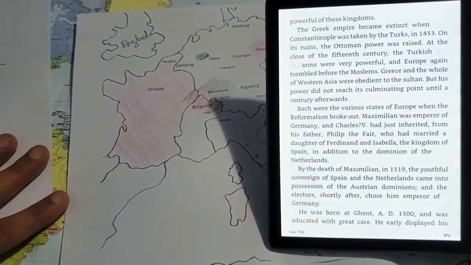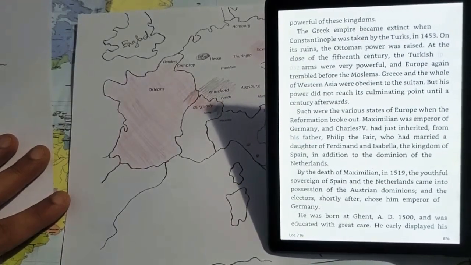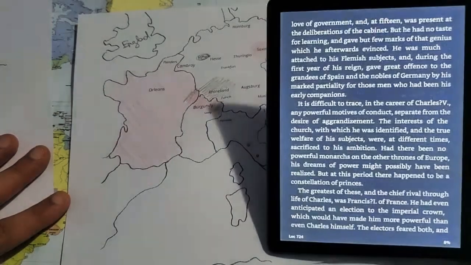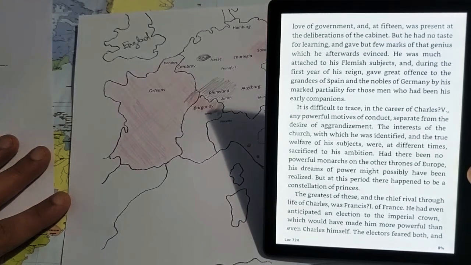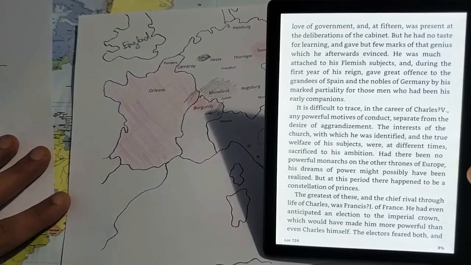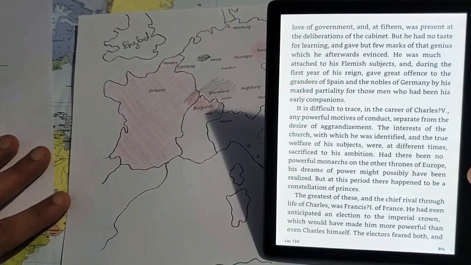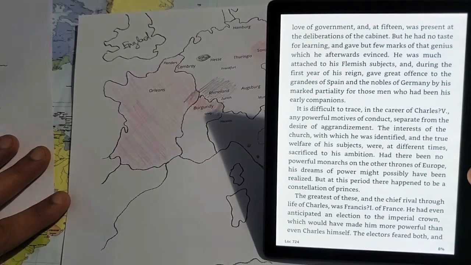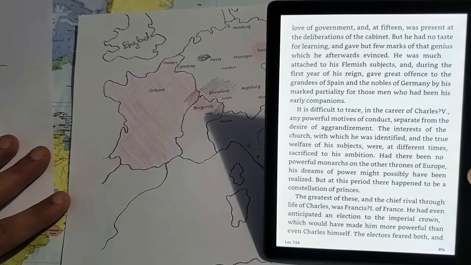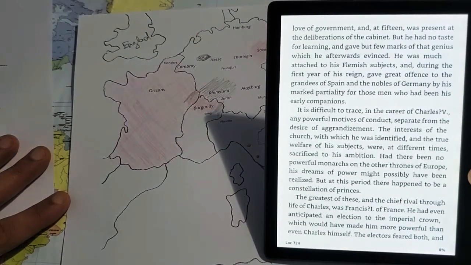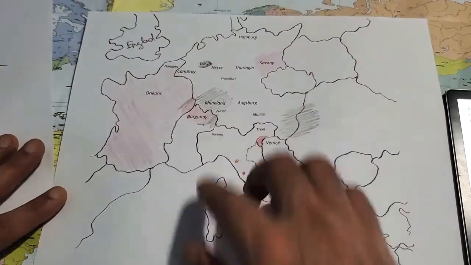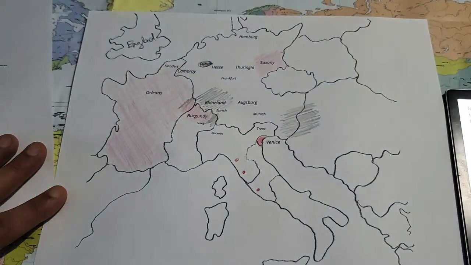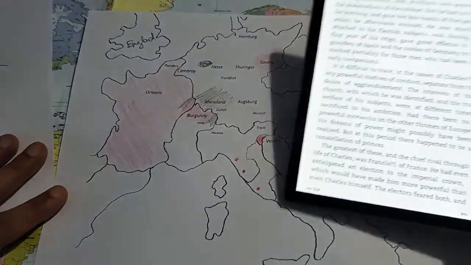He was born at Ghent, Anno Domini 1500, and was educated with great care. He early displayed his love of government, and at 15 was present at the deliberations of the cabinet. But he had no taste for learning, and gave but few remarks of that genius which he afterwards evinced. He was much attached to his Flemish subjects, and during the first year of his reign gave great offense to the grandees, that's the armies, of Spain and the nobles of Germany by his marked partiality for those men who had been his early companions. So he was born in Flanders, which is around there, and he always kind of preferred those people, and that kind of made the rest of his empire.